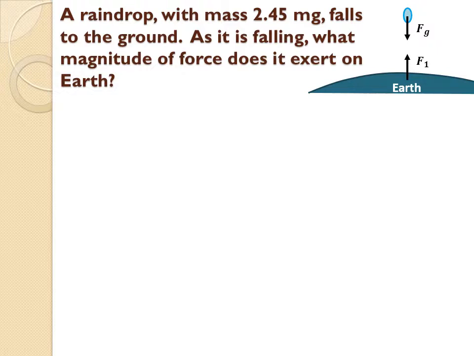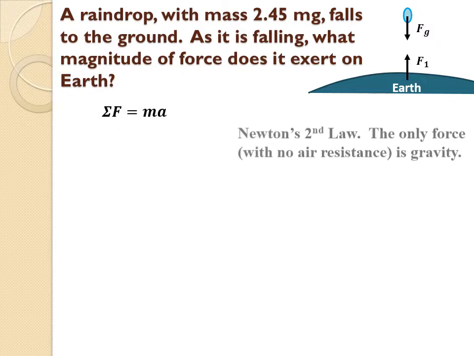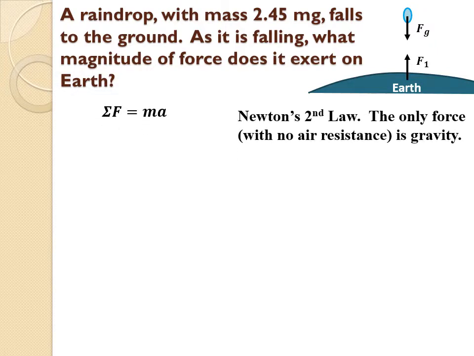Now we can't really figure out the force that it exerts on the earth, but we can figure out the force that the earth exerts on the raindrop by using Newton's second law. Newton's second law says net force equals mass times acceleration. Now the only force acting on the raindrop is the force of gravity from earth, and that's going to be equal to the mass times acceleration.